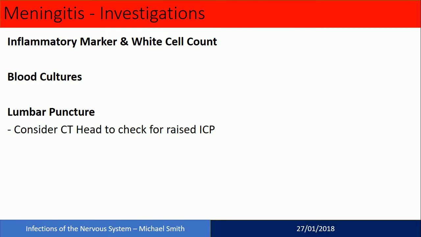Before you perform a lumbar puncture, you often want to perform a CT of the head, as this allows you to check for raised intracranial pressure. This is because when you perform a lumbar puncture, you'll create a path to the outside world from the skull. If there is raised intracranial pressure, then this could cause the brain to try and force its way down the spine, and this causes something known as coning.